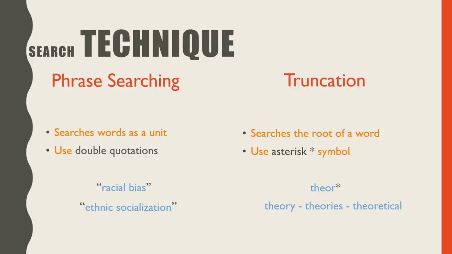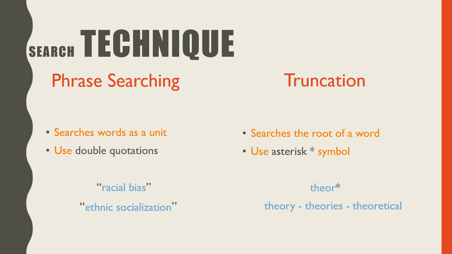I also want to talk about 2 research techniques: phrase searching and truncation. Phrase searching is for searching 2 words adjacent to each other. So if you have a concept that's represented by 2 words, like racial bias or ethnic socialization, you want to put it between double quotation marks so that the database finds that exact phrase.